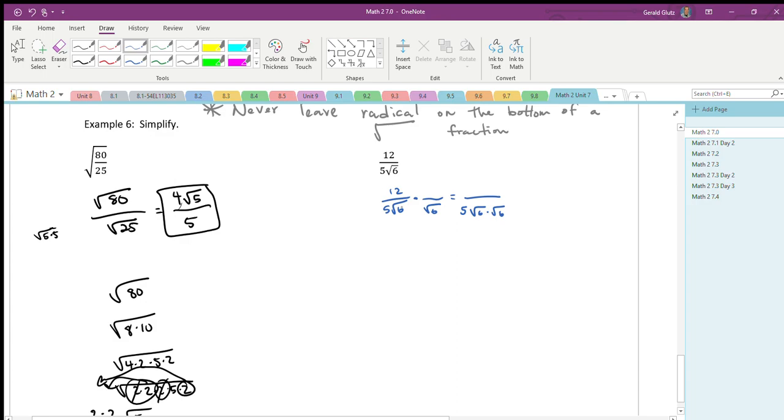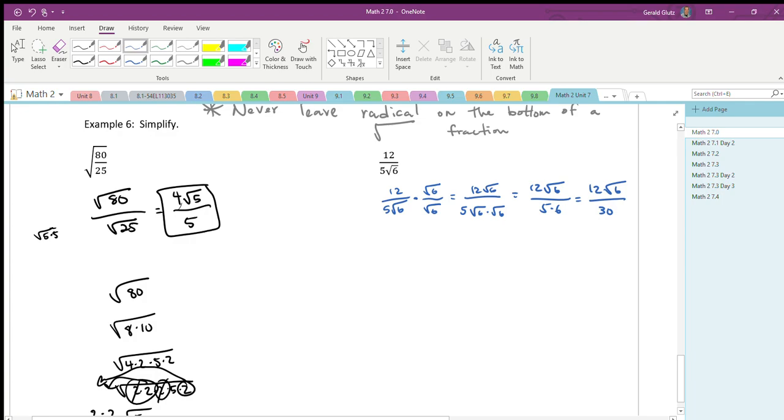But I do not want to change the value of this number. So basically, if I multiply by 1, it's not going to change. So if there's a square root of 6 on the bottom here, if I put a square root of 6 on the top, technically I'm multiplying by 1, because anything divided by itself is 1. So if I multiply 12 times the square root of 6, I'm just going to get 12 root 6. So 12 root 6 divided by 5 times 6, and that 5 times 6 is 30.